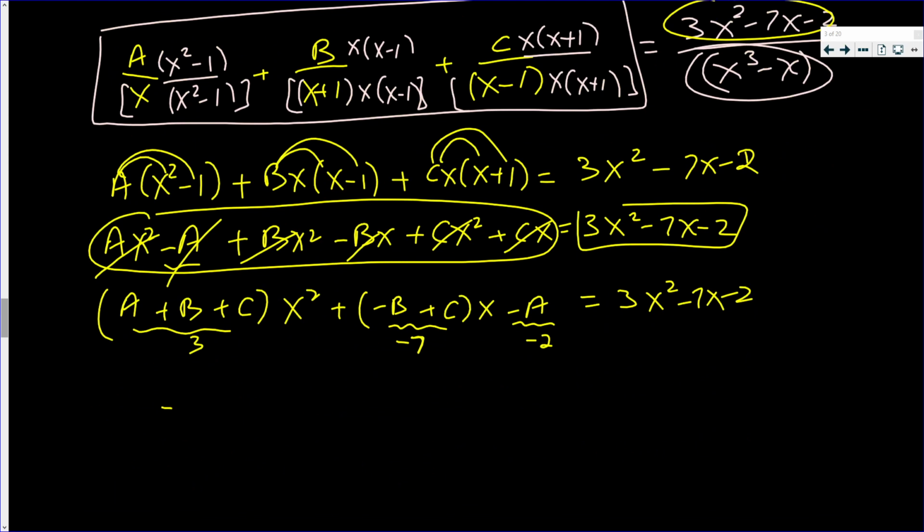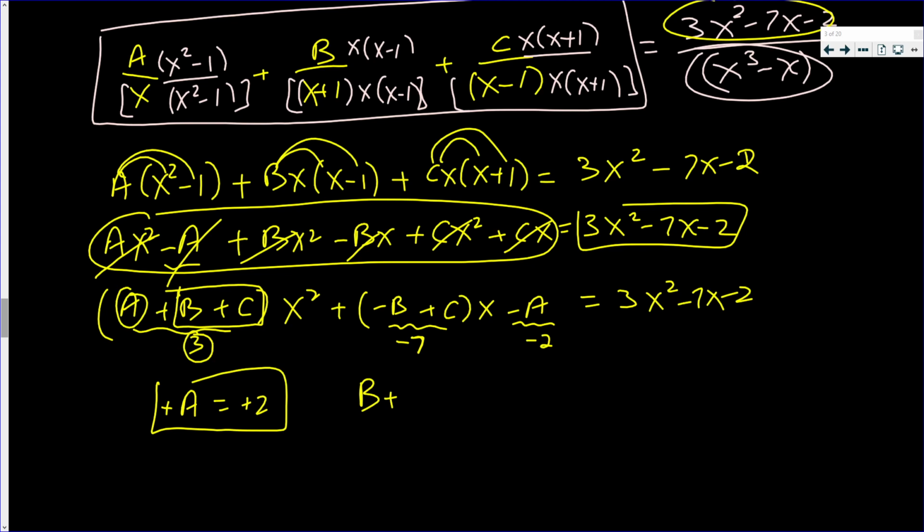Okay. So if negative a is negative 2, that means a is 2. Because if two quantities are equal, if you change their signs, they'll still be equal. Well, if a is 2, then b plus c must be 1, because we all know that 2 plus 1 gives us 3. So b plus c must be 1.